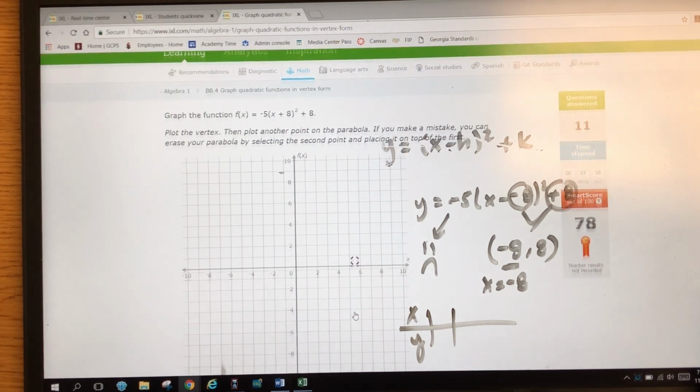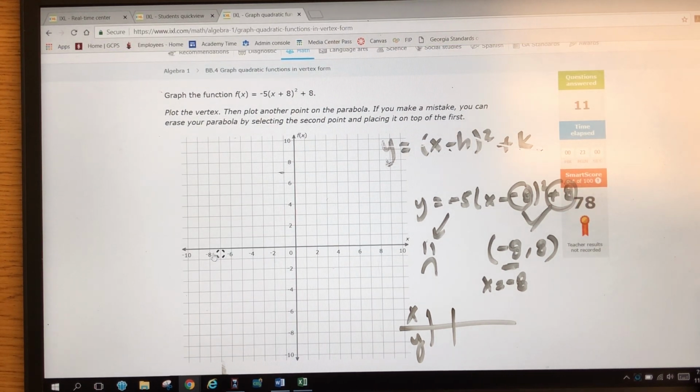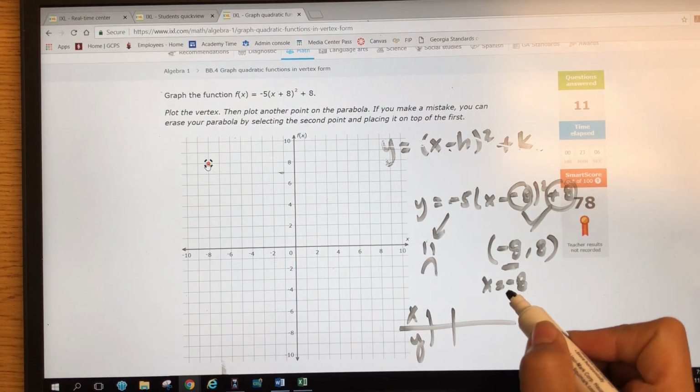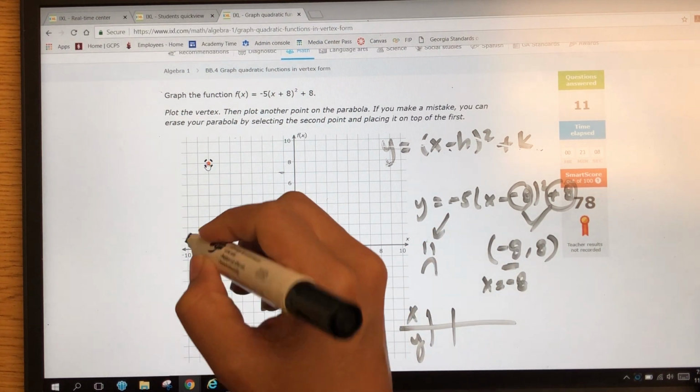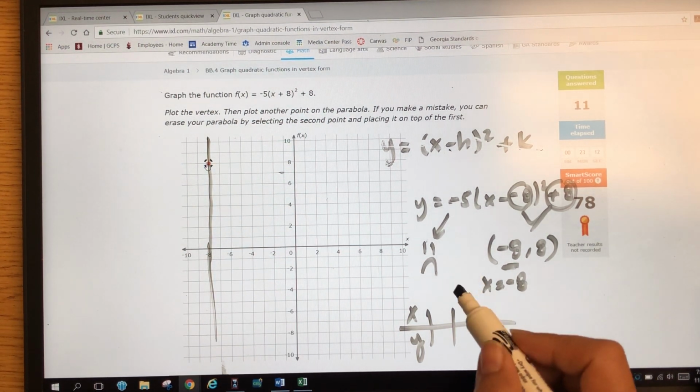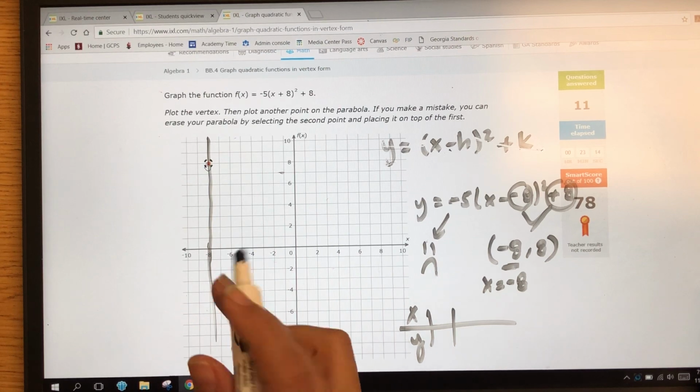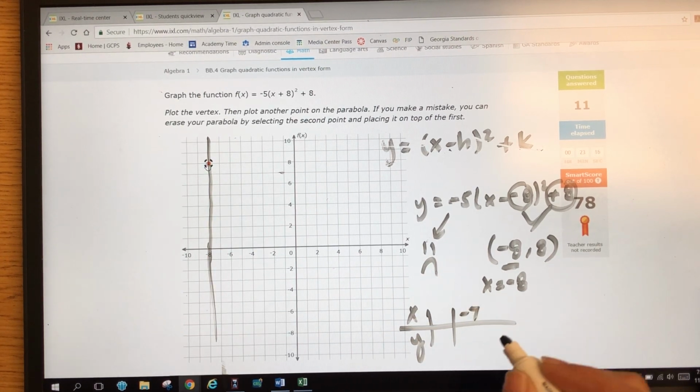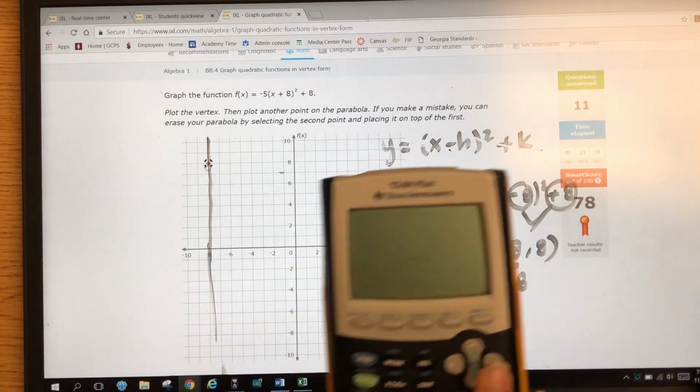So negative 8, 8. That's my vertex. And then it goes through, axis of symmetry is negative 8 at x, so right here. So that's my axis of symmetry. And then I just need to pick a point to the left or to the right. I'm gonna pick negative 7. And then punch that in the calculator and see what that does.